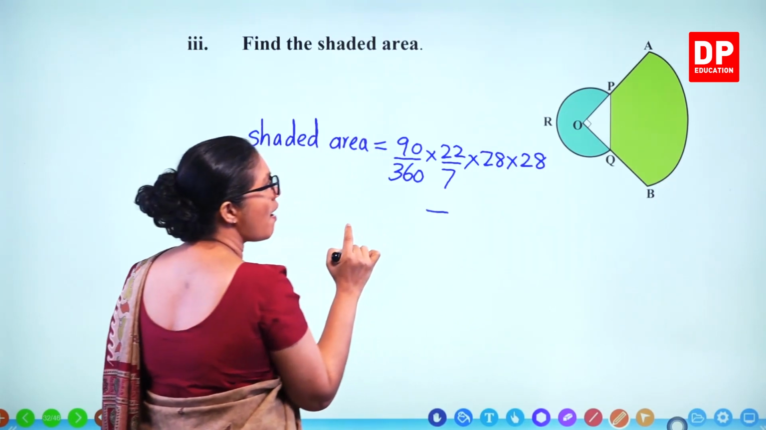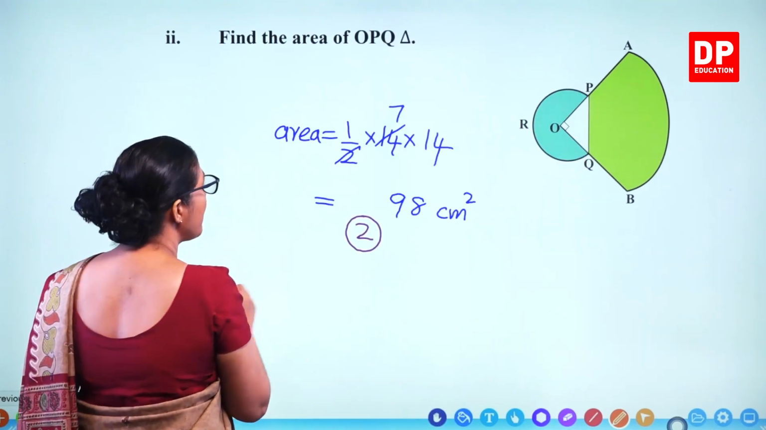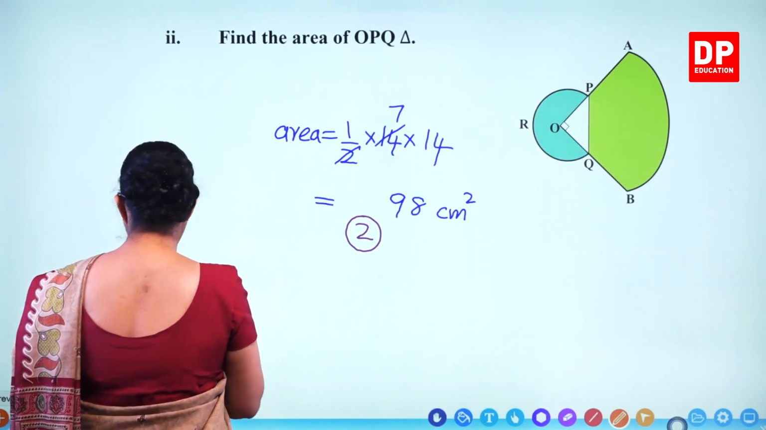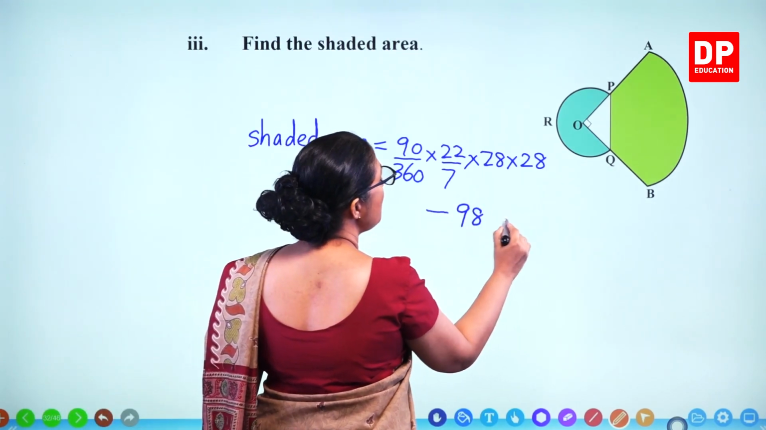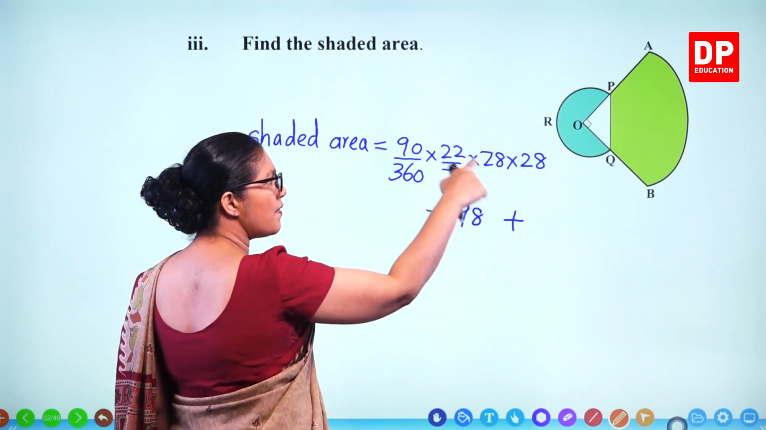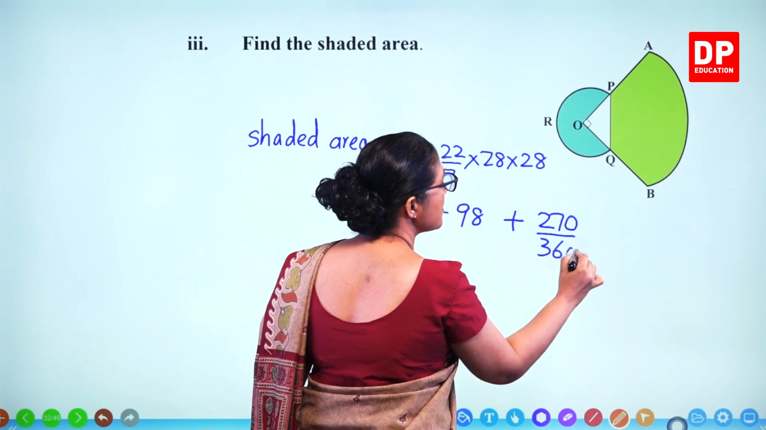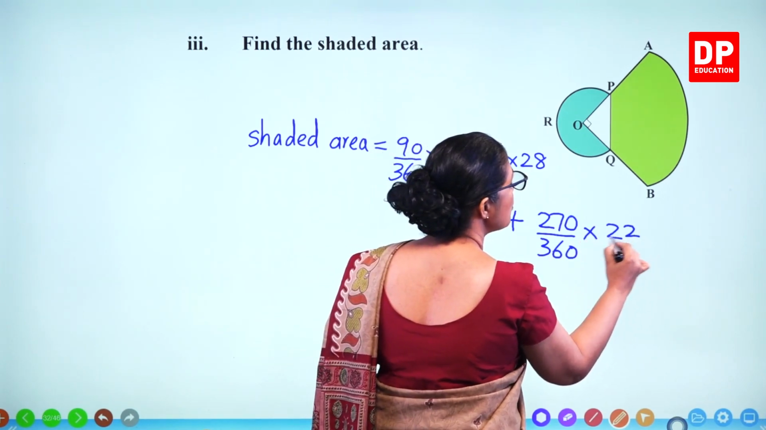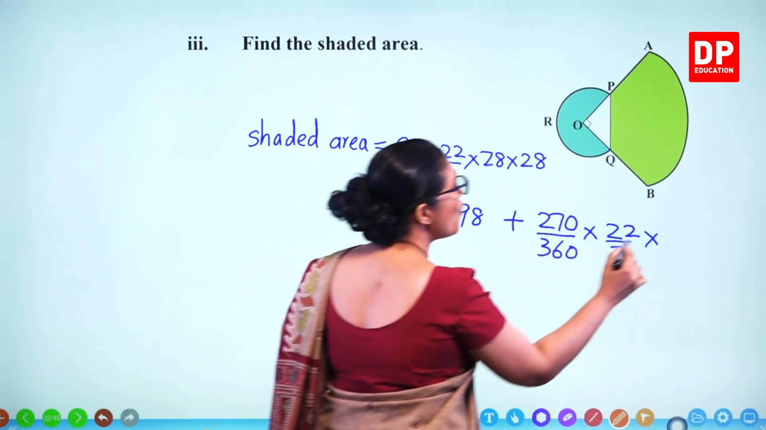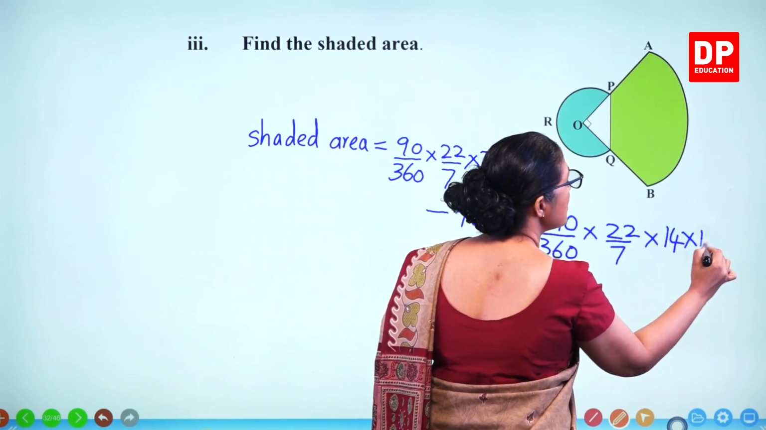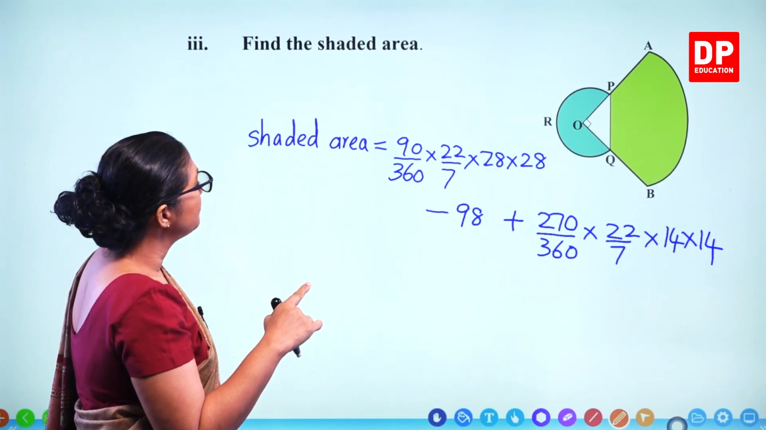Then we have to subtract the area of the triangle. We did that before. The area of the triangle is 98. And then we have to add the other area: 270 is the angle over 360 into pi, that's 22 over 7, r squared. Now r is 14, 14 times 14. So that's the shaded area.